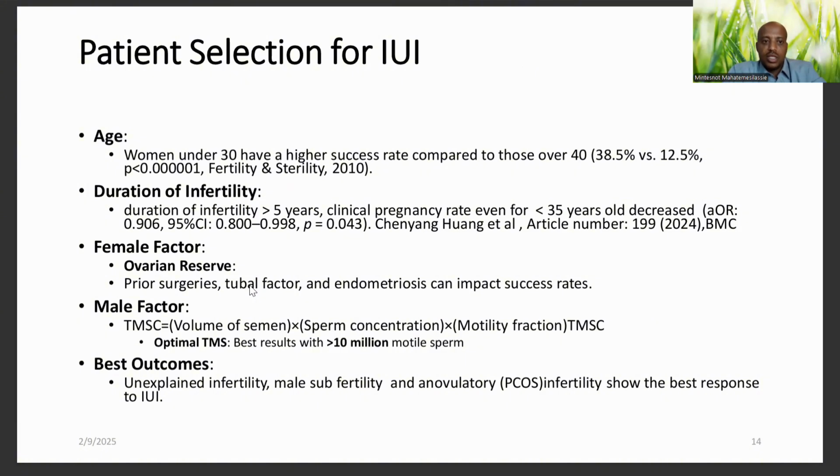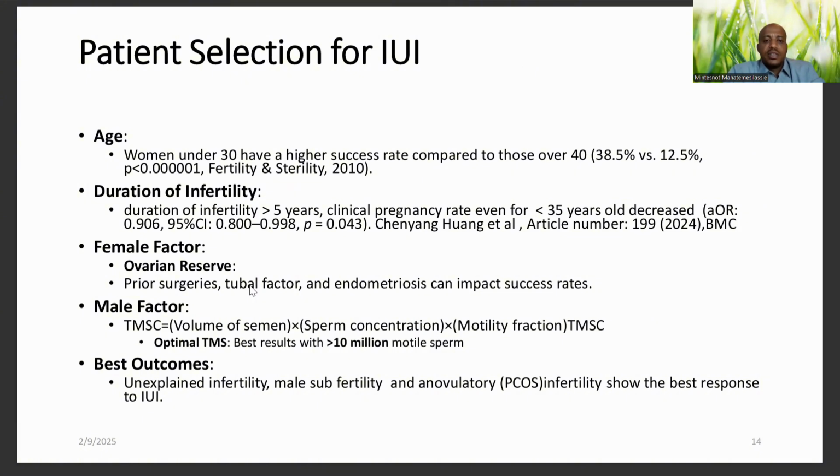more than 40. The other is duration of infertility. IUI is more effective if the duration of infertility is less than 2 to 3 years. When the duration of infertility is high, especially if greater than 5 years, the success rate is very low. So female factors, ovarian reserve: the woman should have good ovarian reserve to do IUI. At least the FSH should be less than 7, AMH should be more than 1, AFC more than 7.